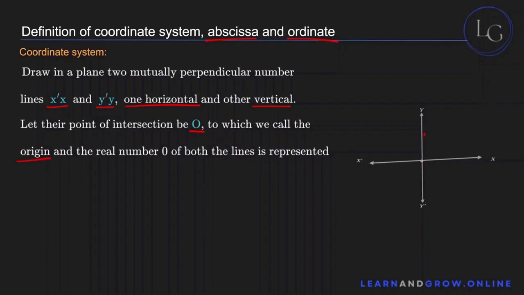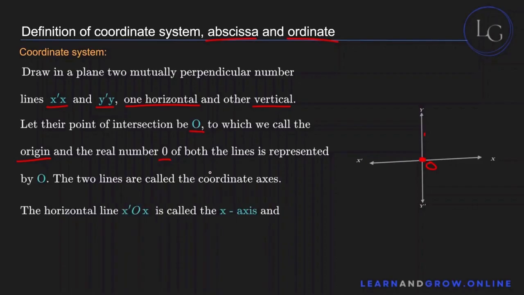of the axis, right? So this is the point O, and it is the zero representation of both of these lines, right? So these are two number lines, and this point between them, the intersection point, is the 0 point. So both of the lines x, x prime, y, y prime, they all start from this point O, and it is the 0 point. Now, the two lines are called coordinate axes.